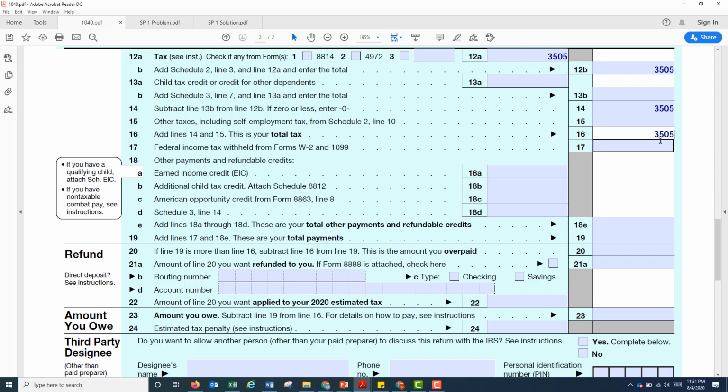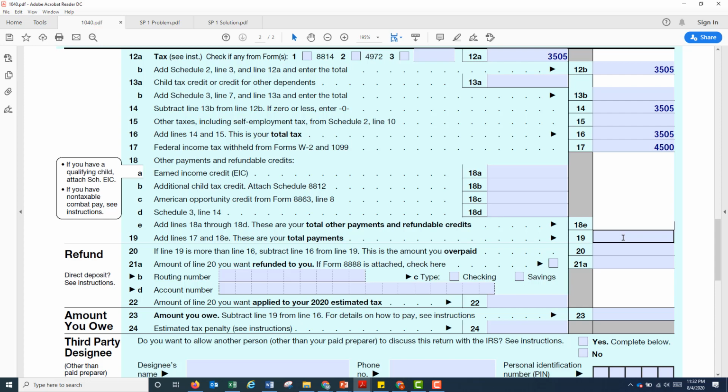Next, line 17. Remember, we had gone over that this is prepayments of tax, how much we had paid for tax already. It's given in the problem. It's 4,500. So looking at line 16 and line 17, it looks like we paid more than our tax. Oh, line 18, we don't have any of these credits. It'll be later in the course. Line 18E is the total of all the credits. We don't have any credits. So let's leave that blank.